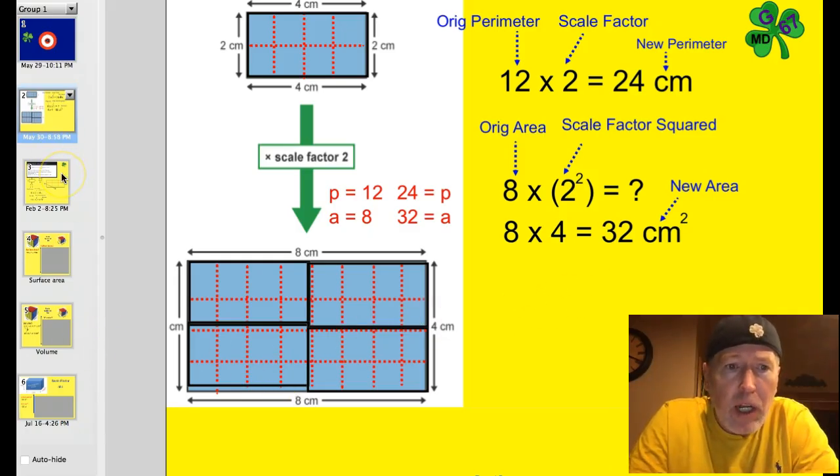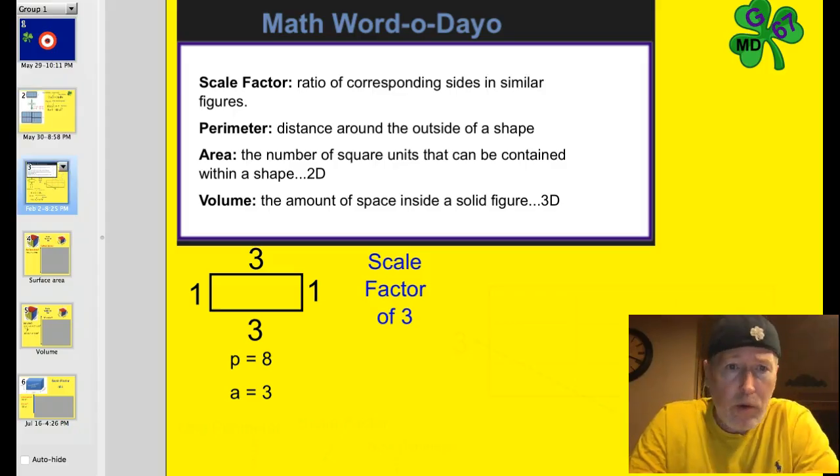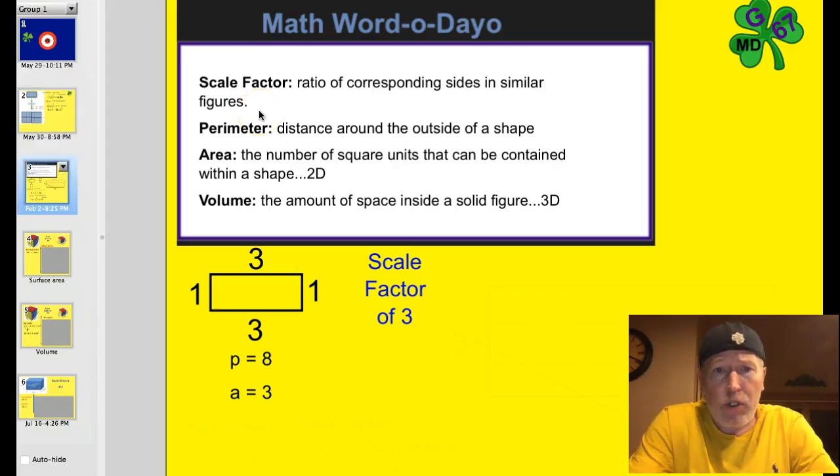Let's take a look at our new words, or vocabulary. So the scale factor is the first one. That's the ratio of corresponding sides in similar figures. The perimeter is the distance around the outside of a shape. Area is the number of square units that can be contained within a shape, or two-dimensional shape. And the volume is the amount of space inside a solid figure, a three-dimensional figure.